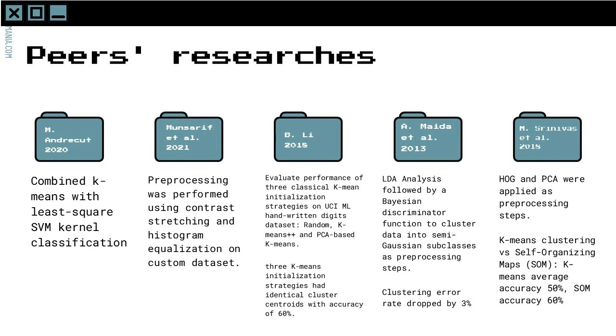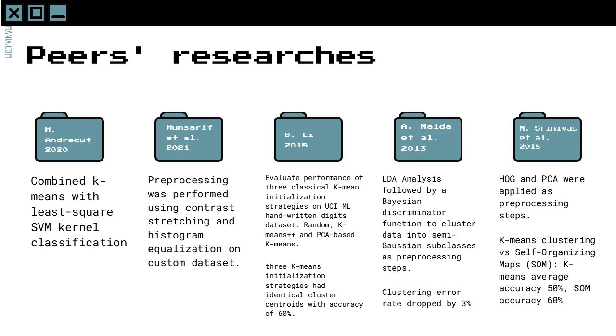Monsarif et al., in handwriting image segmentation using the k-means clustering algorithm with contrast stretching and histogram equalization, started with data acquisition. Then they applied contrast stretching and histogram equalization on scanned images, followed by the k-means clustering algorithm. The results showed very good accuracy.